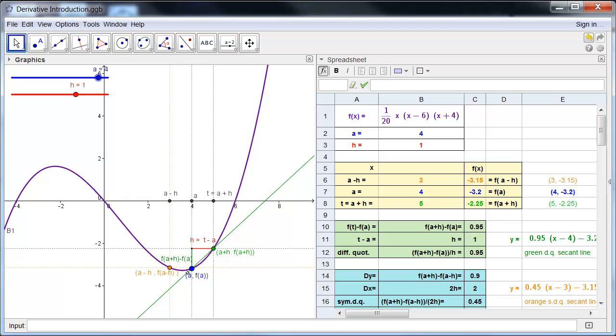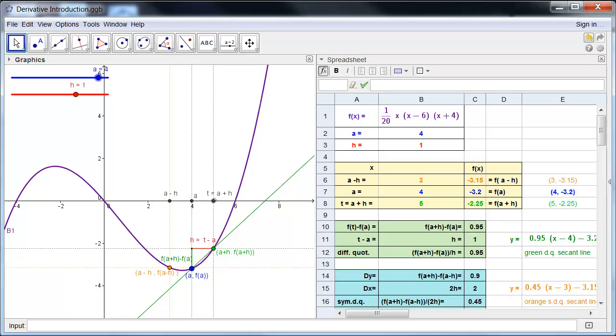Now what I want to do is go to a nearby point, and I can control this value h by this slider. For the moment I'm just going to leave it where it is, where h is 1, and as I change that value of h, it'll show up over here in the table. So I want to add h to a. If you add a and h, that gives you the point 5. That's going to give me our x value, which I'm going to call t, which is a plus h. And that gives us this point right here that you can see on the axis.